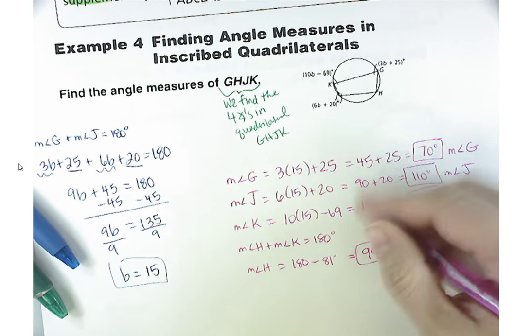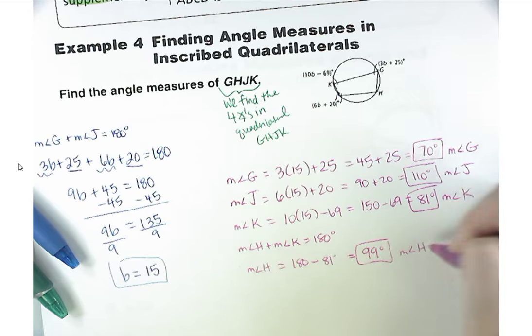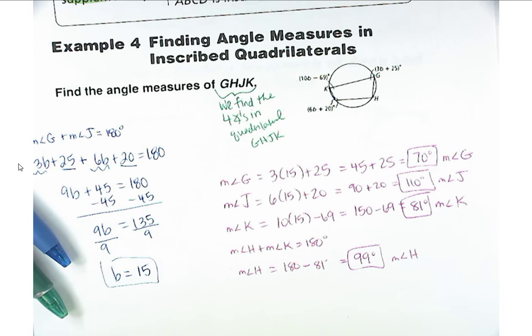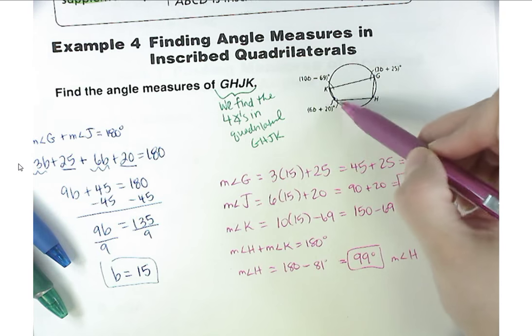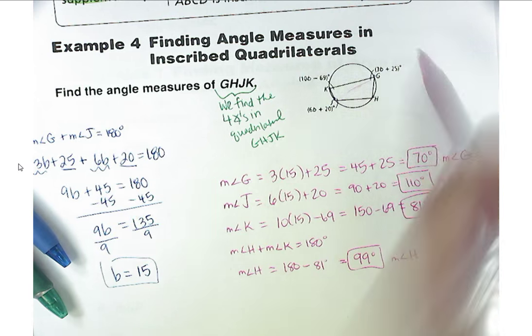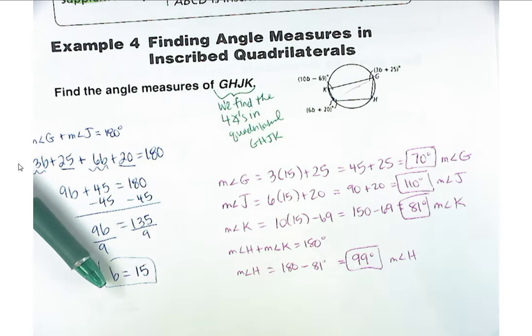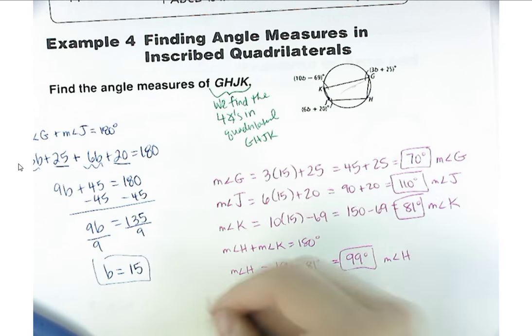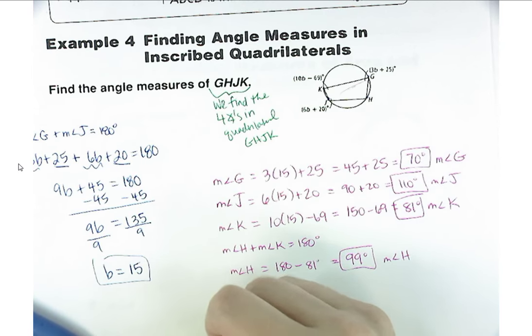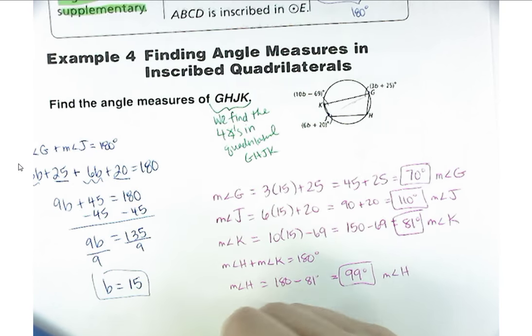What's another way you could do it? Okay, good. How many triangles does the quadrilateral have in it? 2, right? Because you would draw one diagonal here, which means the sum of the angles of a quadrilateral is 360. And then you could just do 360 minus 70 minus 110 minus 81, and you get 99.